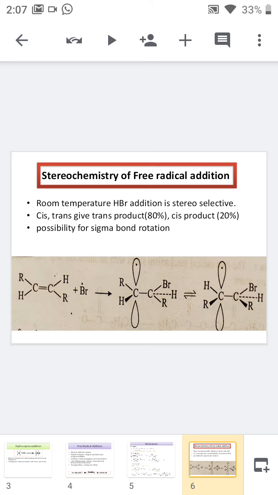And here the speciality of this reaction is in the formation of the radical. That radical undergoes the C-C sigma bond rotation. That's why we will get two products here.